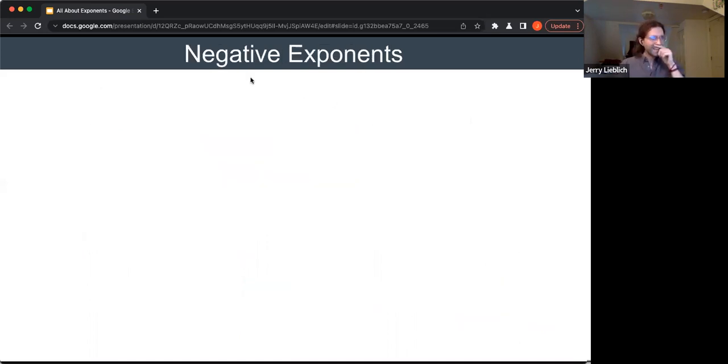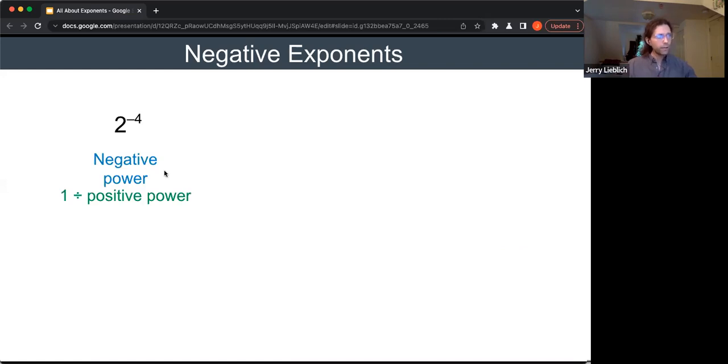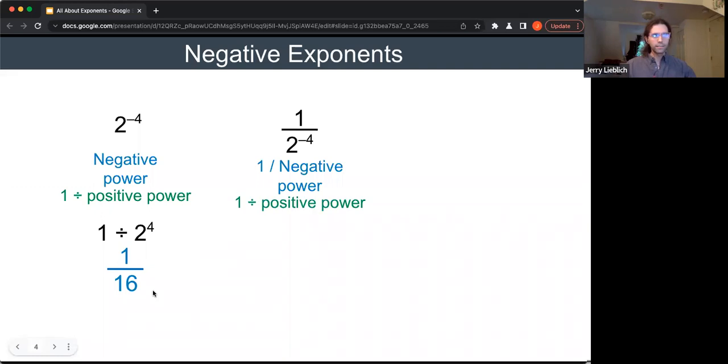Now I want to unpack negative exponents a little bit more. We saw that if we have a negative power, that's 1 over the positive. But what if we see 1 over a negative power? Well, I know I'm supposed to do 1 over the positive power here, so I could write this as 1 over 2 to the 4th, but that's awful.